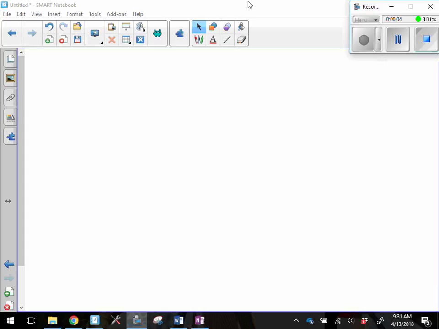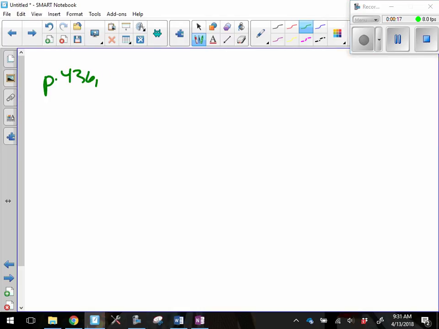So we're going to start with an example that will help us figure some more things out about that equation that describes motion. So we're going to start with page 436, number 9. If somebody would read it for us, please.